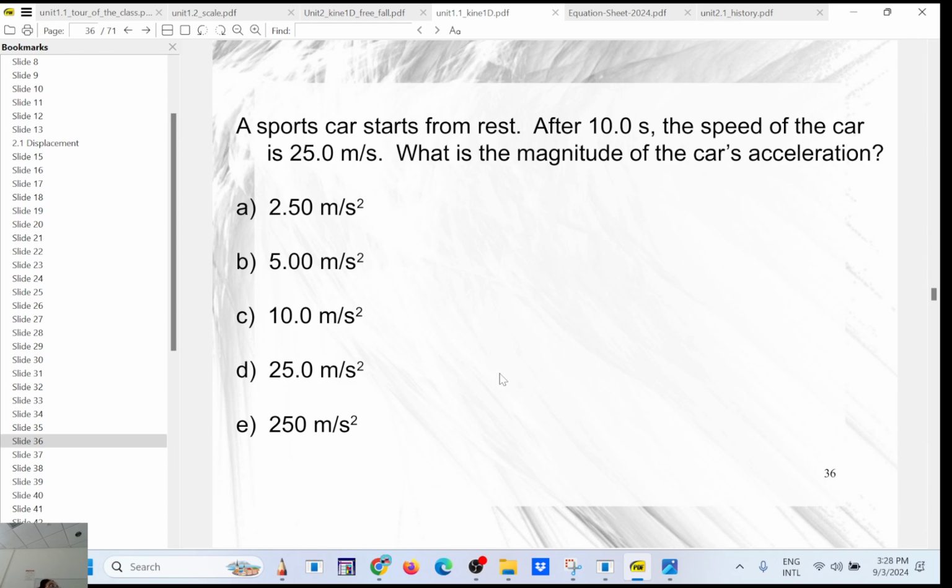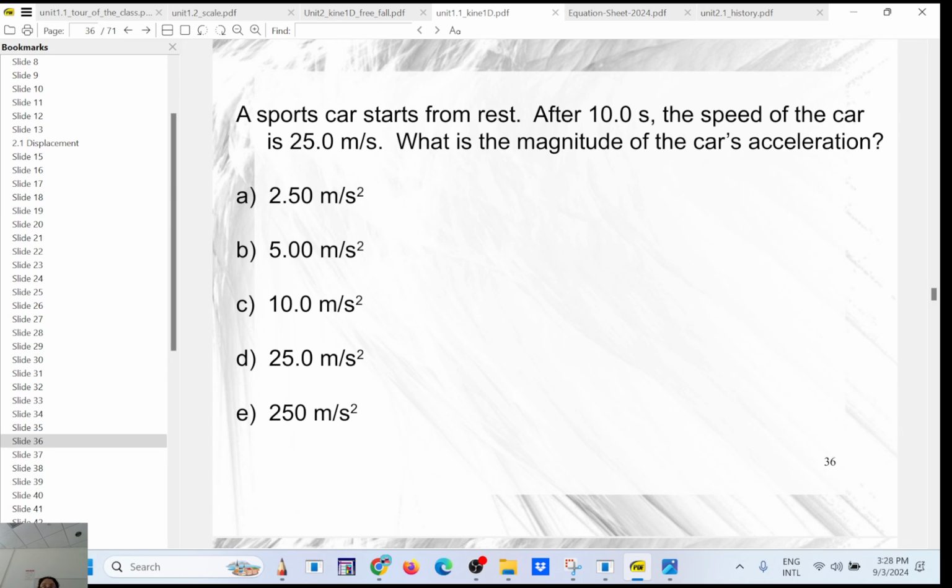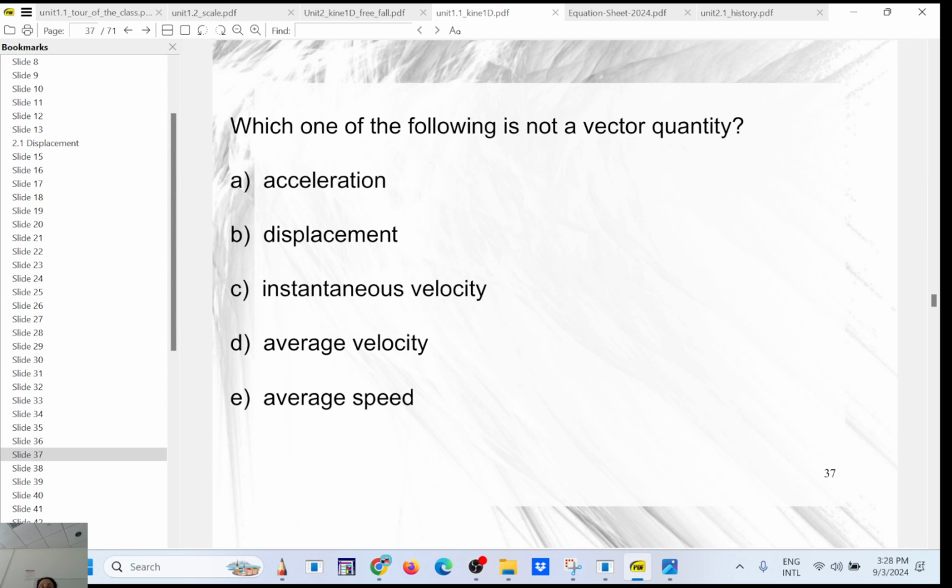A. Do you all agree? So when it says from rest, you translate that as initial velocity is 0. So final velocity is 25. So 25 minus 0 is 25. And then you divide by the time elapsed, which is 10. 25 divided by 10 is 2.5. Okay? Even if it's not hard, make sure to read and study from the textbook.